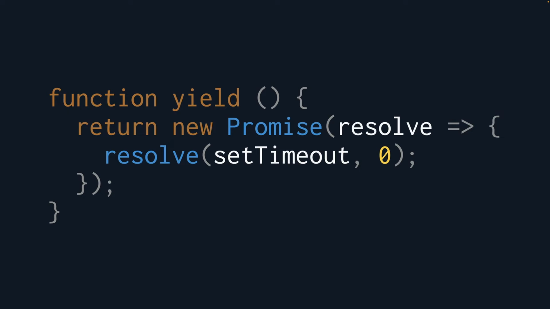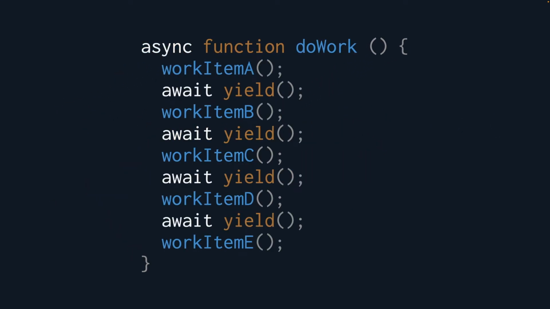One way to do this is to yield to the main thread, which breaks up tasks. Take this homemade yield function. It uses a promise that resolves with a call to setTimeout. And this works because setTimeout will schedule its callback in a new task. And with that yield function, you can then yield to the main thread after every little discrete piece of work by awaiting the custom yield function.